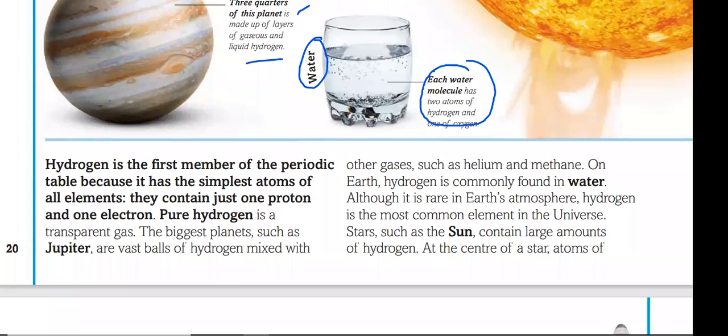So what is the importance of hydrogen? Hydrogen is the first member of the periodic table because it has the simplest atoms of all elements. They contain just one proton and one electron, and pure hydrogen is a transparent gas. The biggest planets such as Jupiter are vast balls of hydrogen mixed with other gases such as helium and methane. On Earth, hydrogen is commonly found in water. Although rare in Earth's atmosphere, hydrogen is the most common element in the universe, in stars such as the Sun, which contains large amounts of hydrogen at its center.